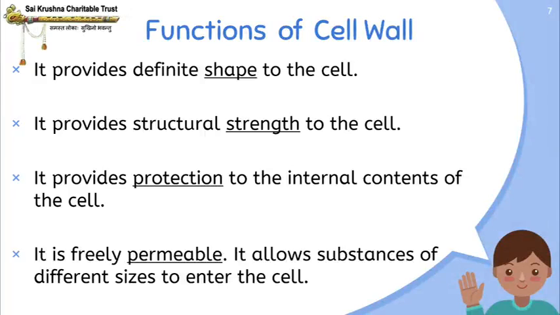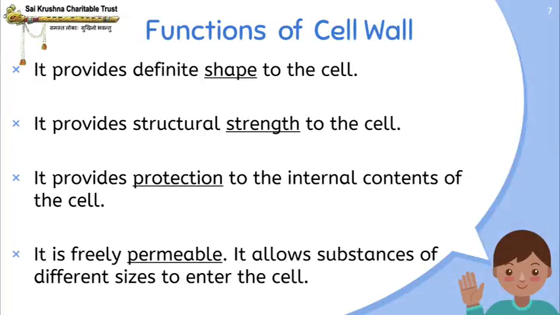and it is freely permeable. It allows substances of different sizes to enter the cell. We know that the plasma membrane is not freely permeable. What is it? It is selectively permeable. It only allows certain substances to enter the cell, whereas the cell wall is freely permeable. It allows substances of different sizes to enter the cell.